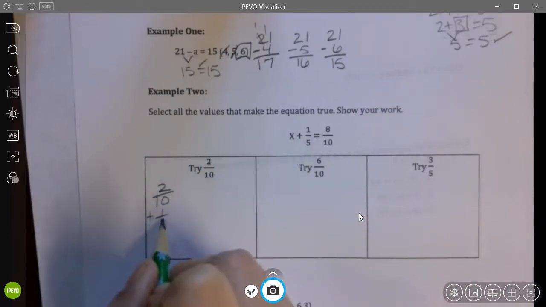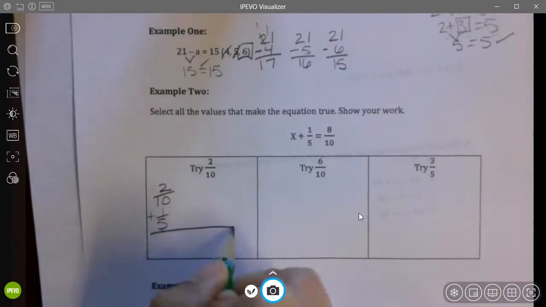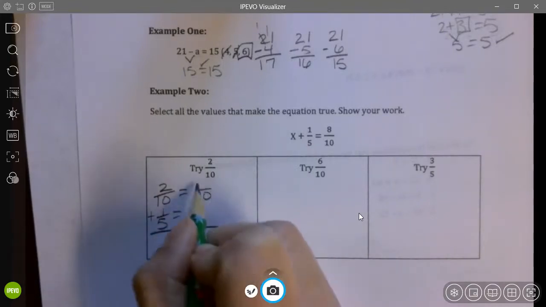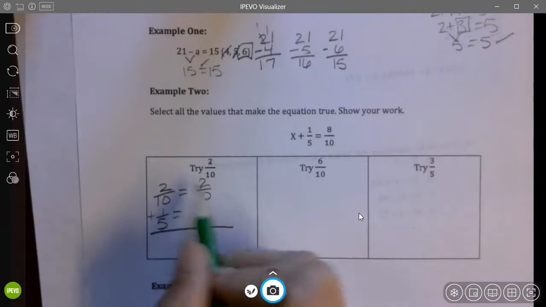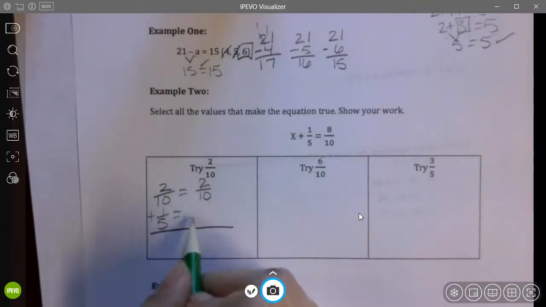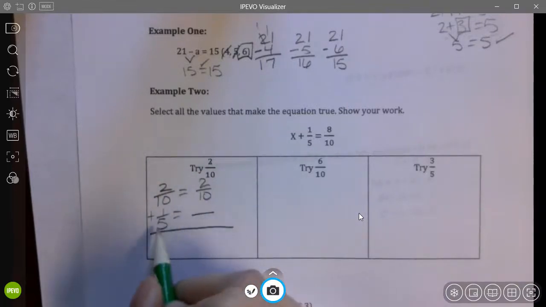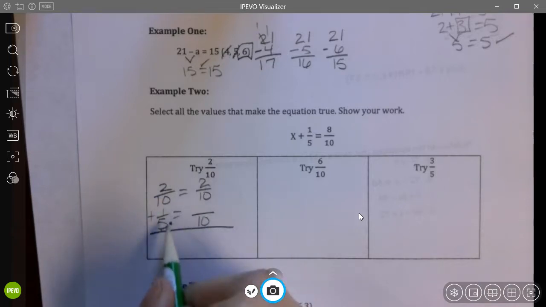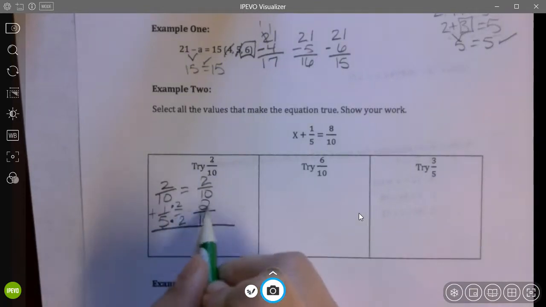So I'm going to write my fractions vertically so I have room to write my new fraction. I don't have to do anything to my 2/10, and I went ahead and wrote it because I know 5 goes into 10. I know they both have the common denominator of 10, so what did I have to do to the 5 to get to 10? I had to multiply it by 2. Whatever I do to my denominator, I do to my numerator. 1 times 2 is going to give me 2.